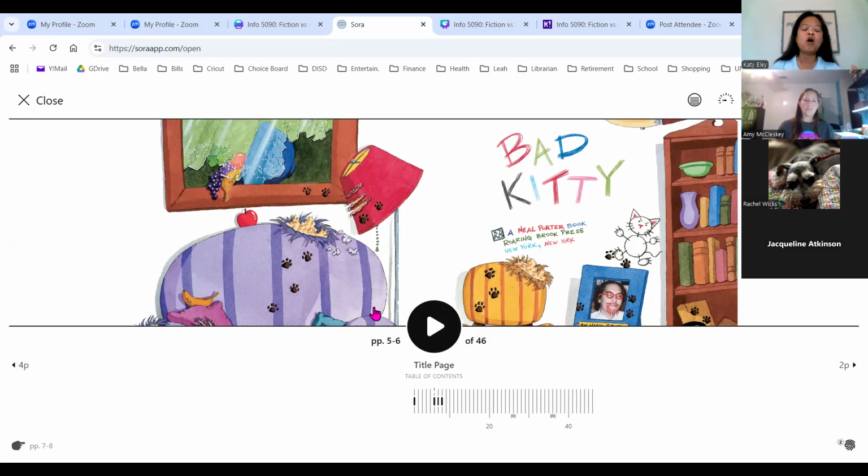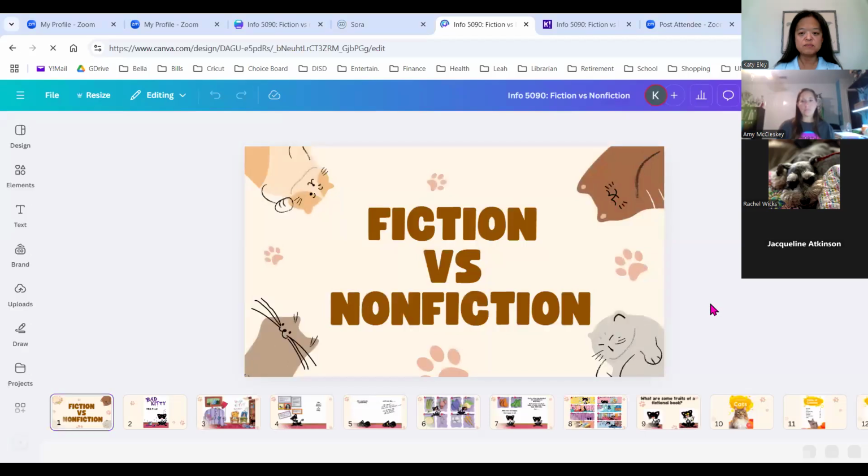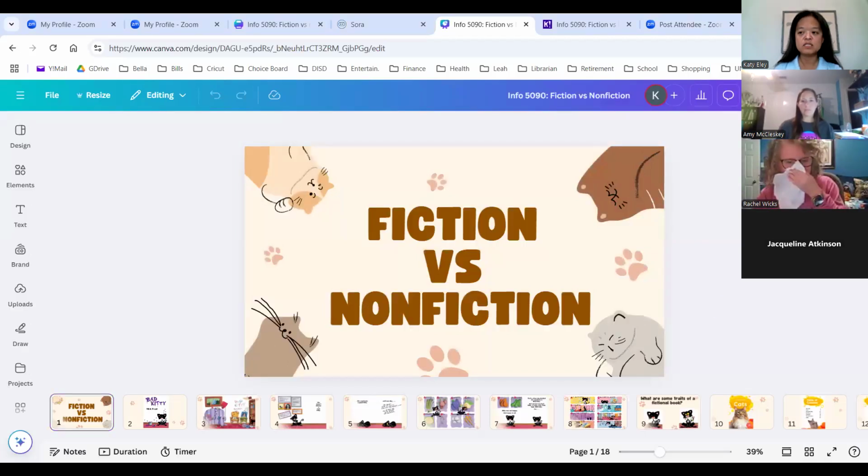Now, I'm not going to go through the entire book because I'm not going to read it to you. This is just a guide for me to teach you how to teach your students. So I actually took snippets from this book and put them on my Canva chart. Let me show it to you through Canva. I just wanted to show you how you can access Sora. Can you see where it says fiction versus nonfiction? Yes. Awesome.